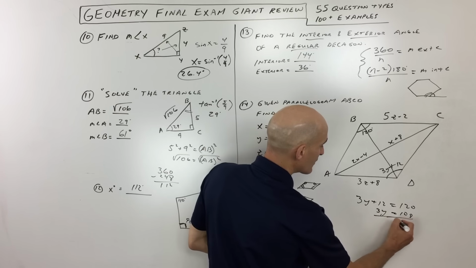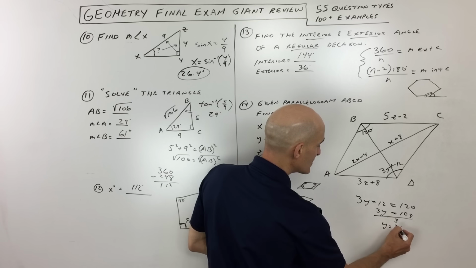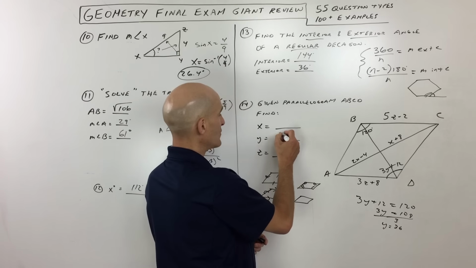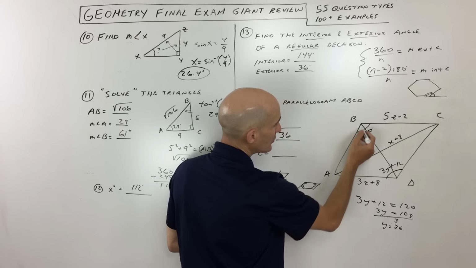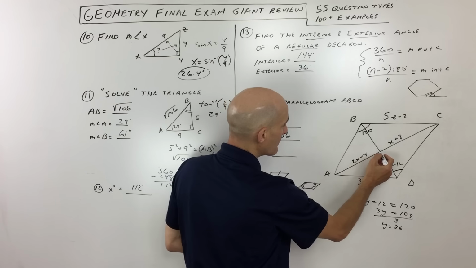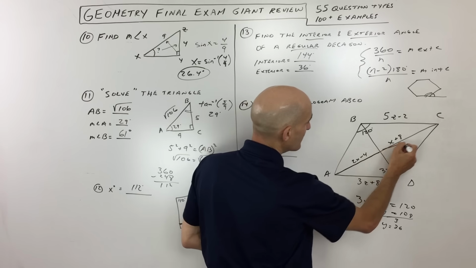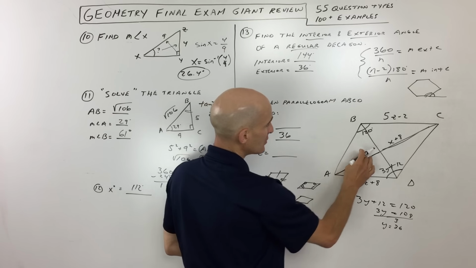And divide everything by 3, y is 36, right? So that's going to be y. Okay, now let's go to x. So now here you can see these diagonals, they're cutting each other in half. That means that this portion and this portion must be equal to each other. So let's set these equal.